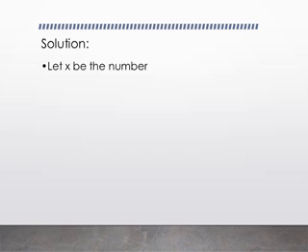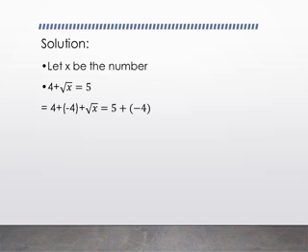And for our solution, let x be the number. 4 plus square root of x is equal to 5. And that is our equation. And in order to find x, we need to apply the addition property of equality by adding its additive inverse of 4 in order to find the value of x. So adding negative 4, we have 4 plus negative 4 plus square root of x is equal to 5 plus negative 4. Now let's simplify the equation.